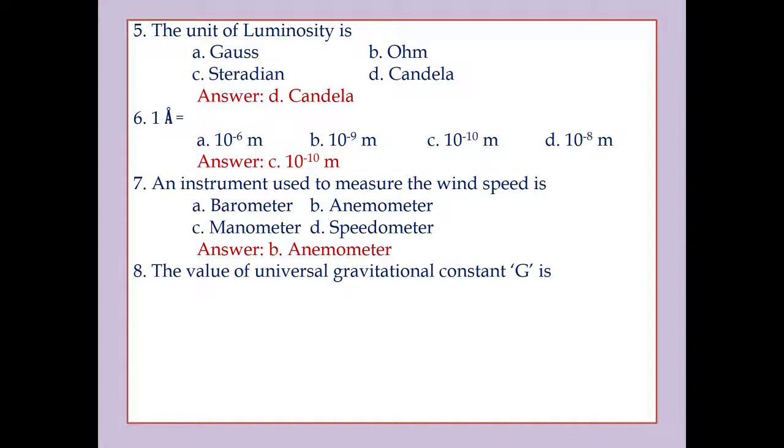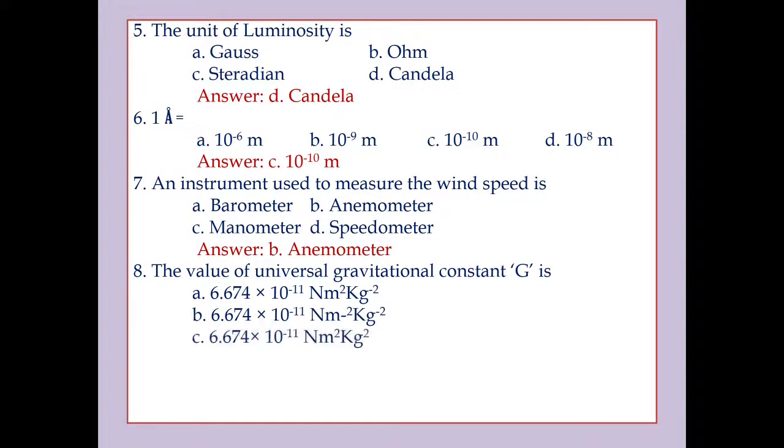The value of universal gravitational constant G in SI units is 6.674 into 10 power minus 11 Newton meter square per kilogram square. So the numerical value is the same in all the options. The difference is in the units. In SI unit it is Newton meter square per kilogram square.